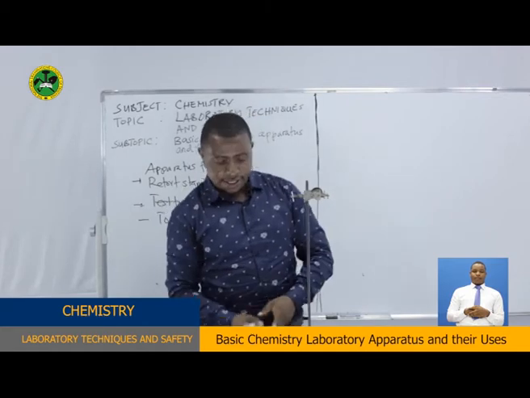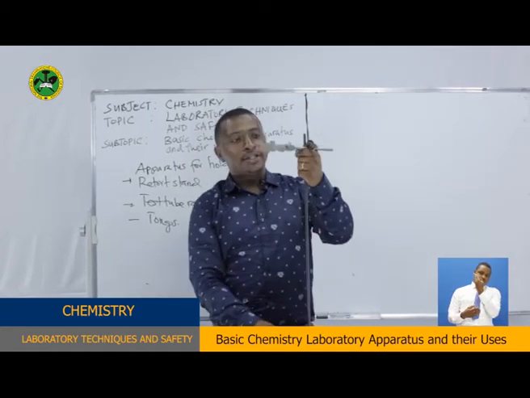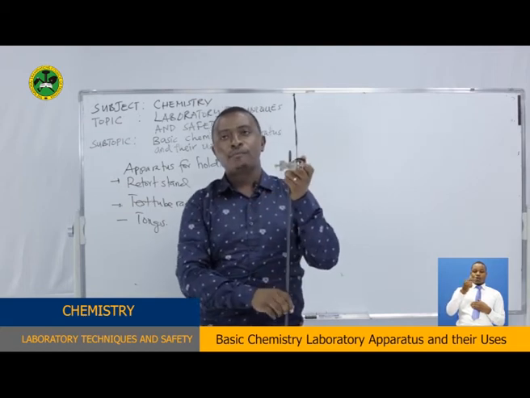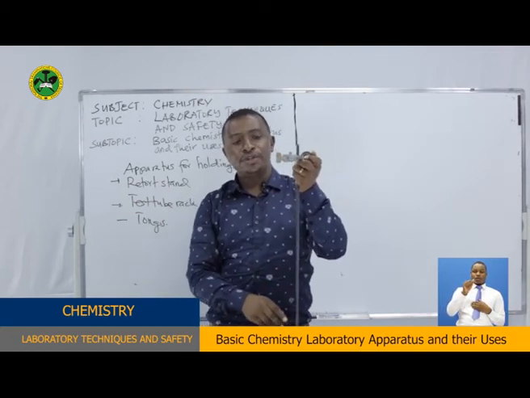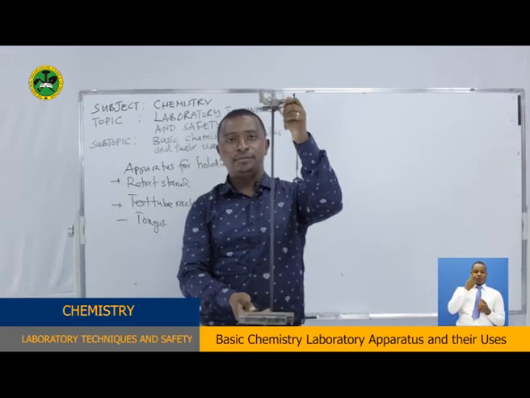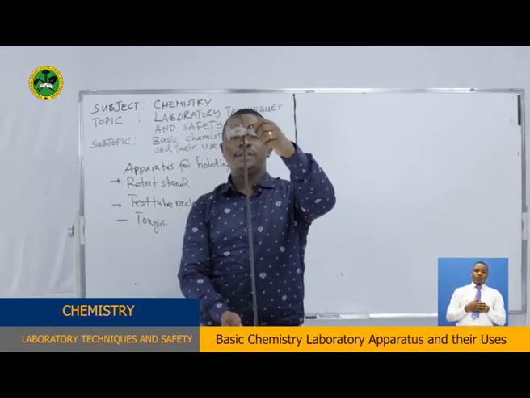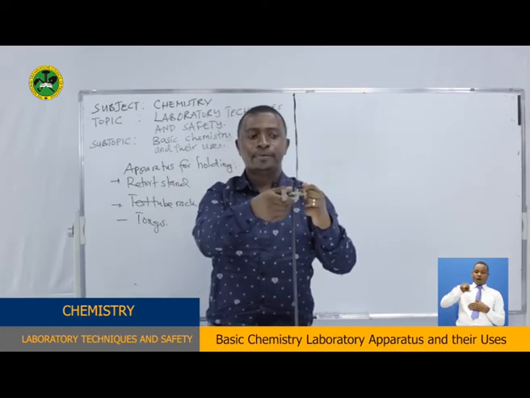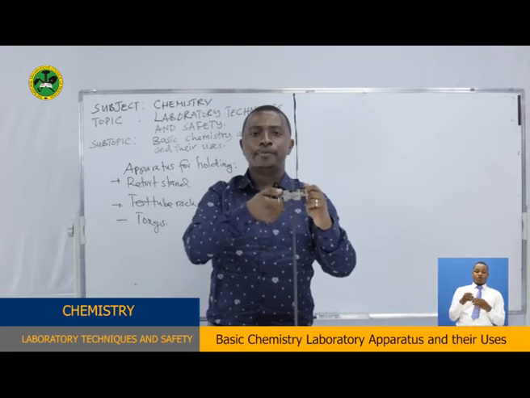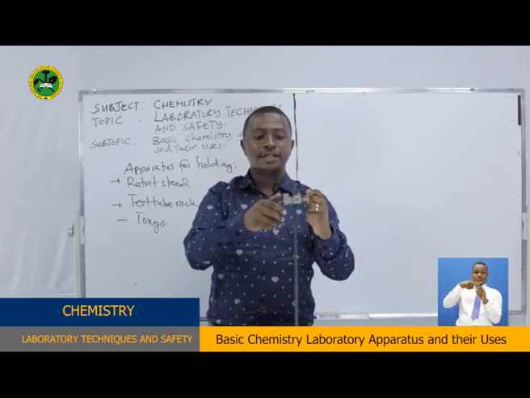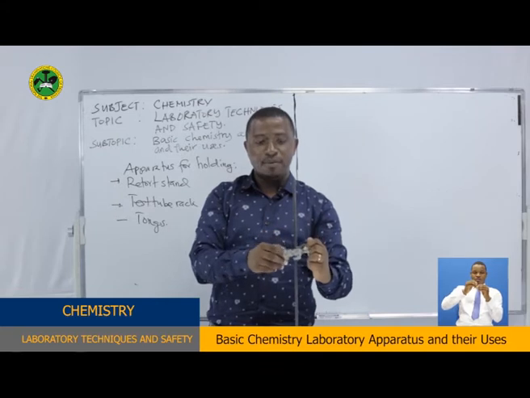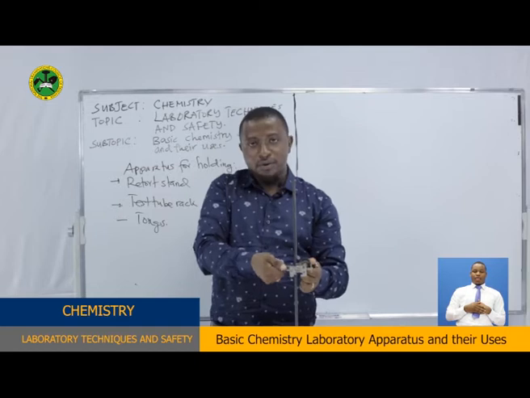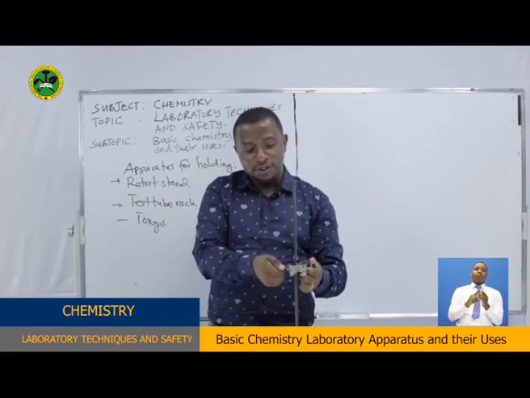Now class, dear students, we have this kind of apparatus here. This is known as a retort stand. You can see it here. This is the retort stand. It has a clamp that can be adjusted to certain desirable levels. You can decide to adjust it to certain desirable levels.